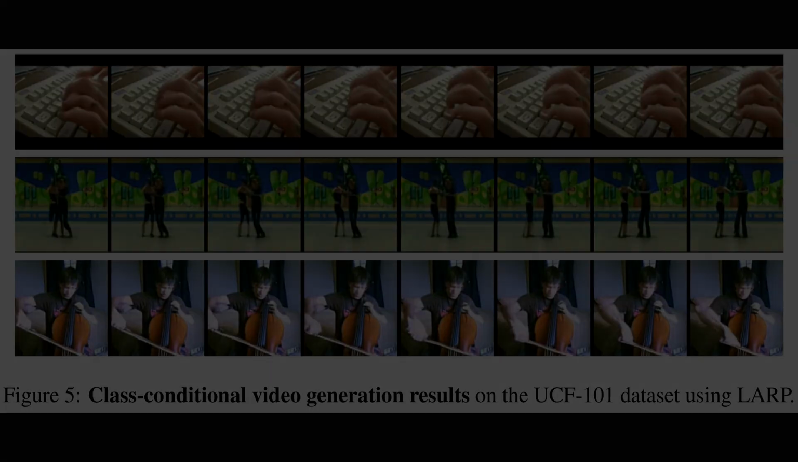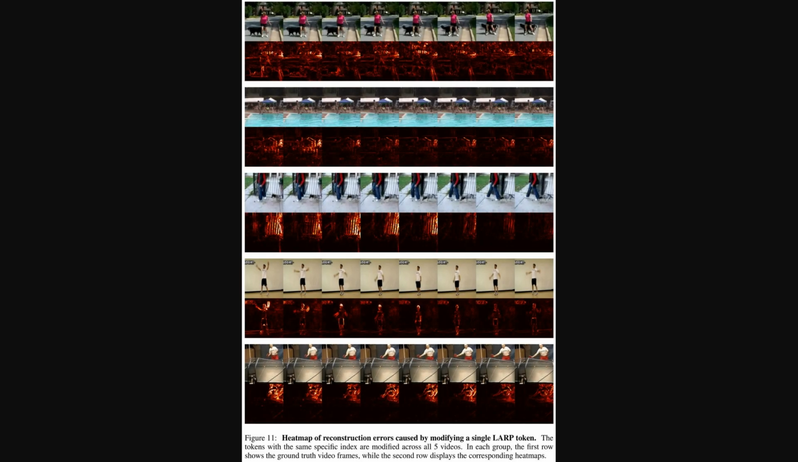Following those impressive video examples, Figure 11 digs deeper into how these LARP tokens actually work. We see several video sequences, and below each, a heat map. These heat maps, well, they're visual representations that highlight the areas in the video showing the biggest errors in reconstruction when just a single LARP token is modified. What's fascinating is that changing one token doesn't just affect a tiny, isolated spot. Instead, the heat maps show that a single token can influence large, meaningful areas across the entire video. This really demonstrates that LARP tokens are content adaptive and influence global video structures semantically.